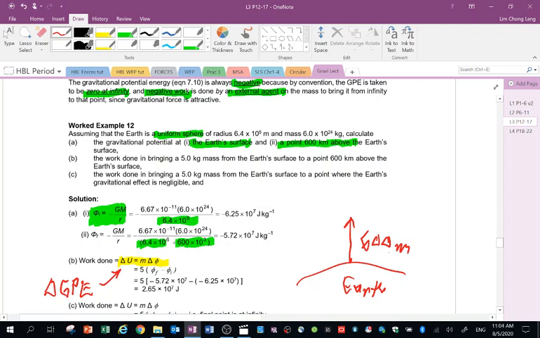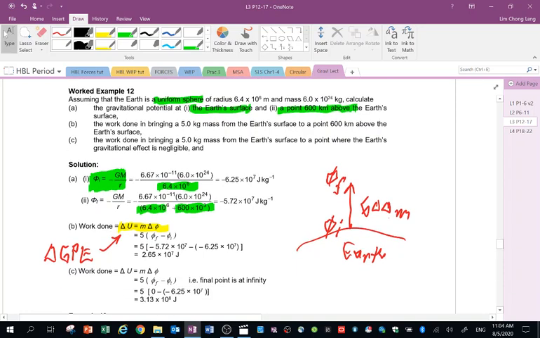So you just take m delta phi, substitute the values from the earlier part. This one is phi final. This is phi initial. Get it? So you apply this equation, you should be able to get the answer.